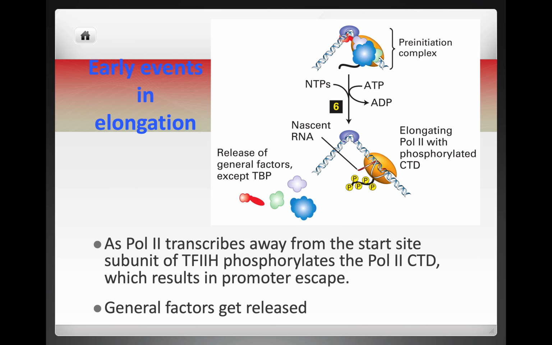Now, these are the early events in the elongation. Polymerase 2 transcribes away from the start site, and a subunit of TF2H phosphorylates the polymerase 2 CTD, and this results in promoter escape. So what happens when promoter escape occurs is that the general factors get released slowly. Only the RNA polymerase hangs on to it, and then you can start off the transcription.